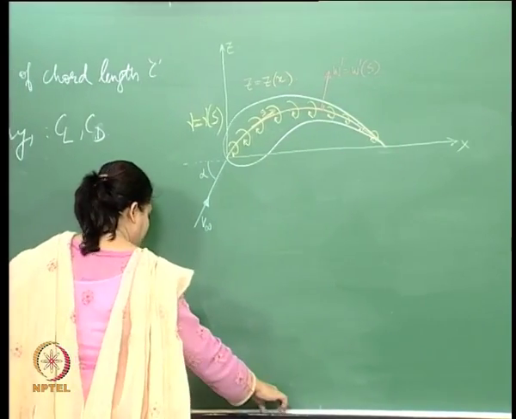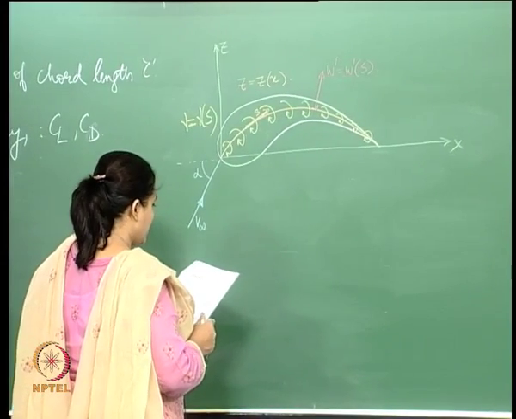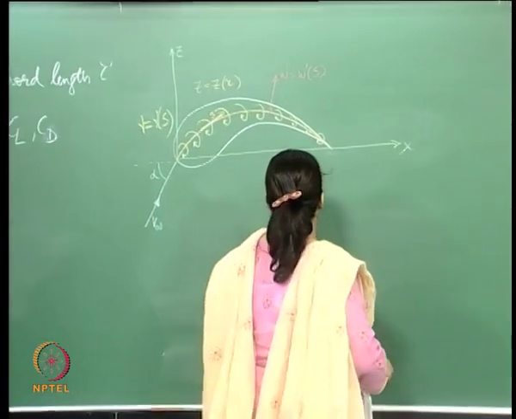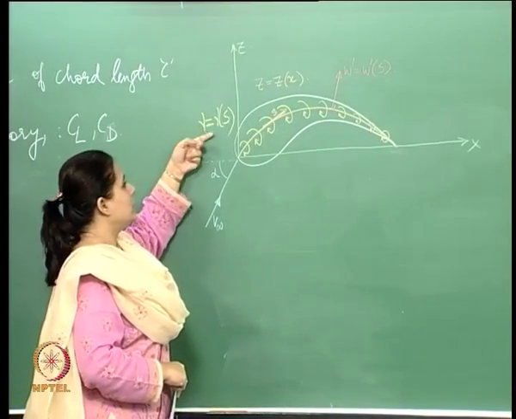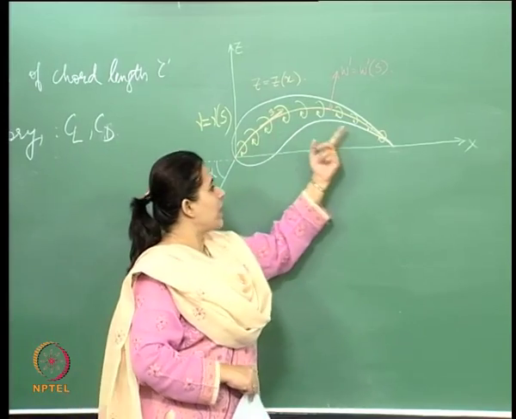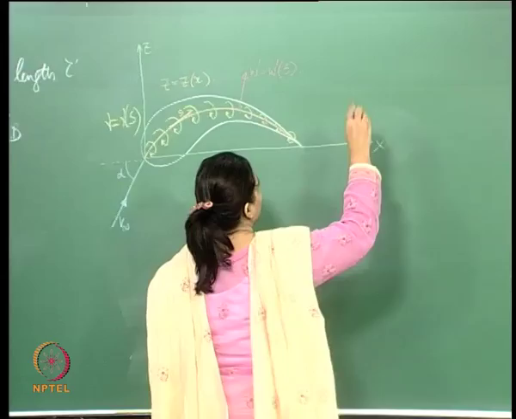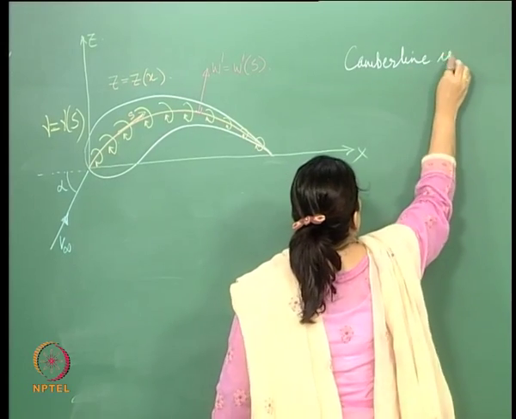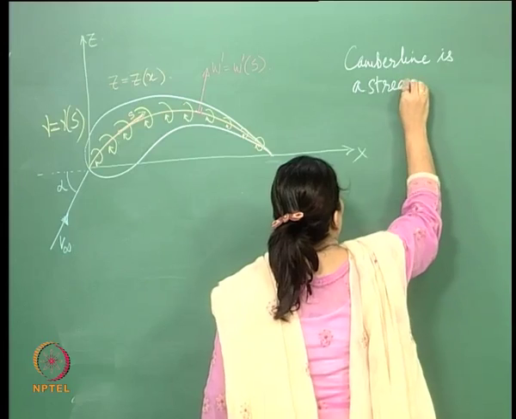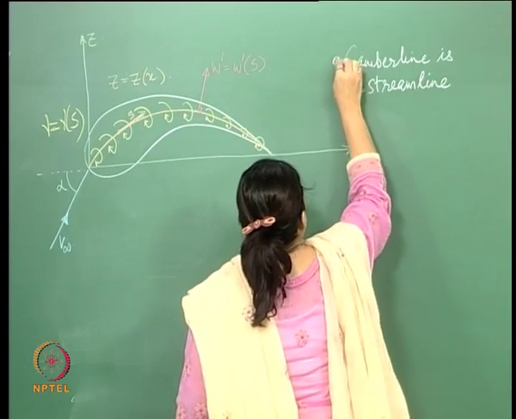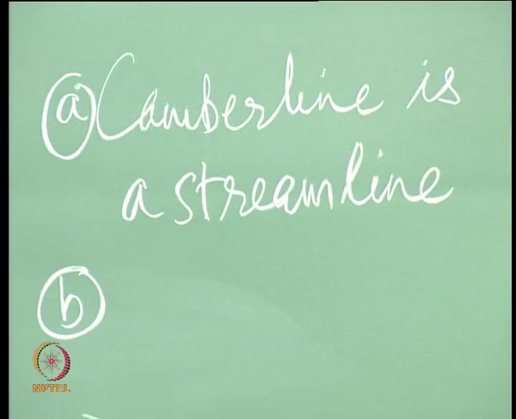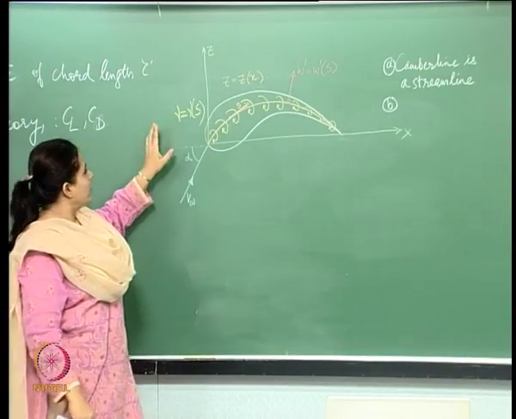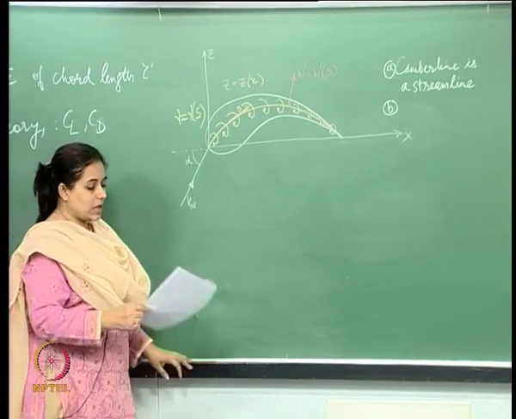Now, when we have a distribution like this, we need to satisfy a condition. Our objective here is to find a suitable distribution of vorticity such that this camber line is a streamline. So we have to find a suitable distribution of this vorticity such that this camber line here is a streamline.